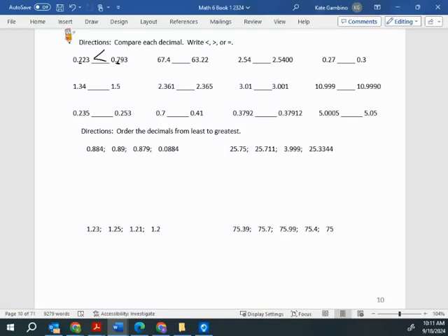You are going to compare all of these numbers and put in the correct symbol. Then on the bottom, it says order the decimals from least to greatest. Doesn't say you have to stack. Some of us are very comfortable with decimals. Some of us, we're still working on it, and that is fine. Stack your numbers if you know it doesn't come easy for you to look at it and just know.